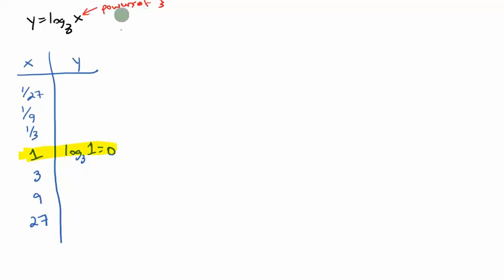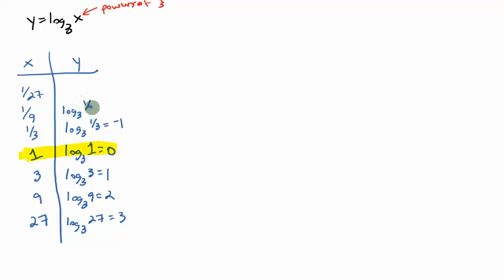Okay, log base 3 of the x value 3 is 1. Log base 3 of the x value 9 is 2. Log base 3 of the x value 27 is 3. And log base 3 of 1/3 is -1. Log base 3 of 1/9 is -2. Log base 3 of 1/27 is -3.